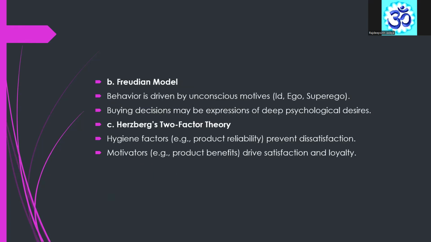Then comes a Freudian model. Behavior is driven by unconscious motives like ego, superego, and id. So buying decisions may be an expression of deep psychological desires. And then comes Herzberg's two-factor theory. So Maslow's need hierarchy, the Freudian model, and Herzberg's two-factor theory are the theories of motivation.